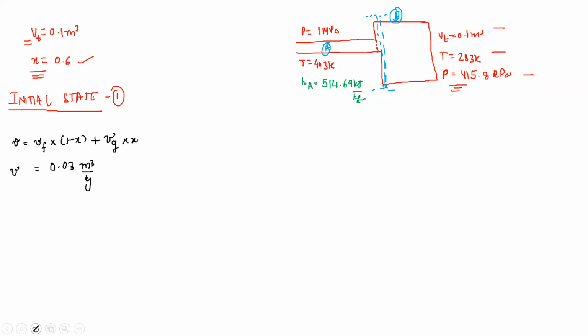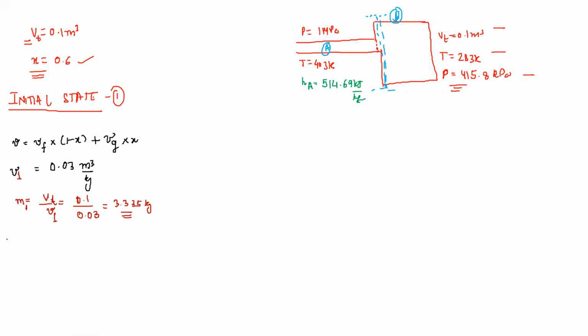All right. So once you have a specific volume, then you can definitely calculate the mass, which is the volume of the tank upon the specific volume, because all of this gas that is present is actually occupying the volume of the tank. So mass is going to be 0.1 upon 0.03, which is approximately equal to 3.335 kg. That is the mass of the gas in state number 1. So I'll call it M1. And this is V1, and this is V2.